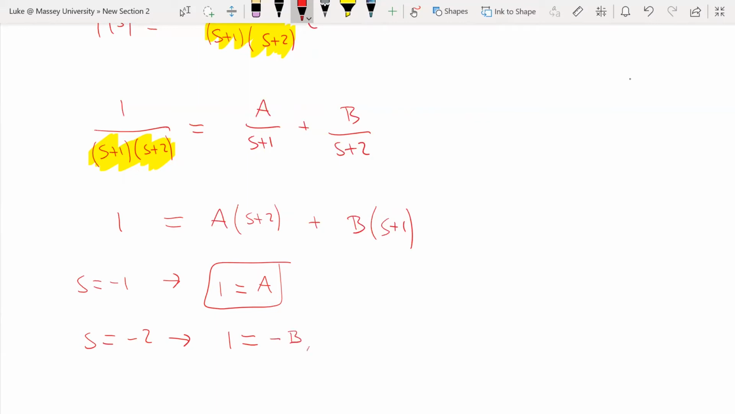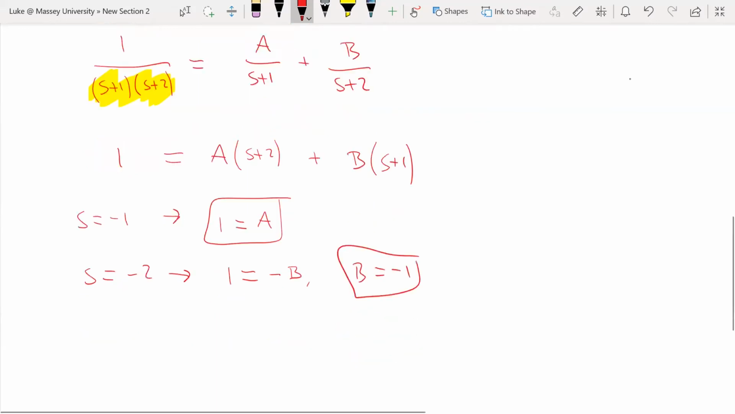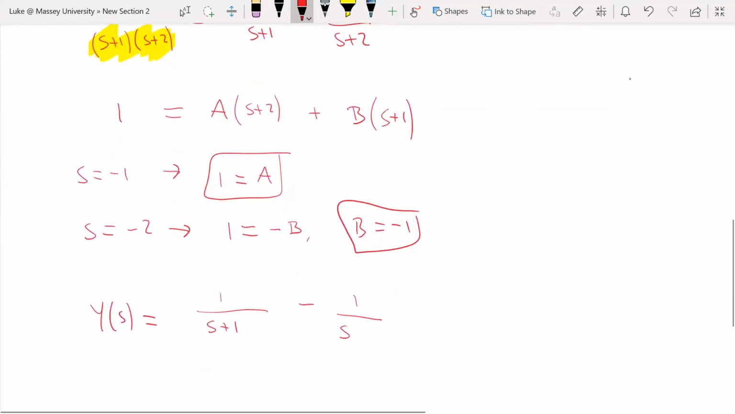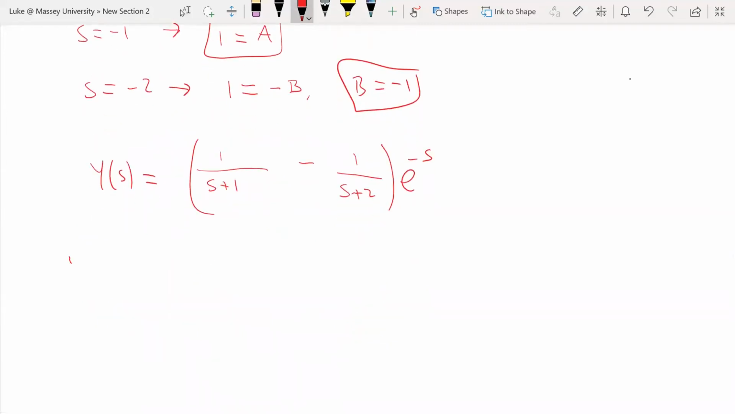So I get b is equal to negative 1. Therefore I can rewrite my solution Y(s) as 1 over s plus 1, minus 1 over s plus 2, and that is all multiplied by this exponential of minus s. Okay, so I want to find the solution in terms of y(t).